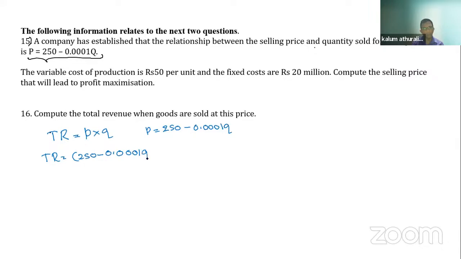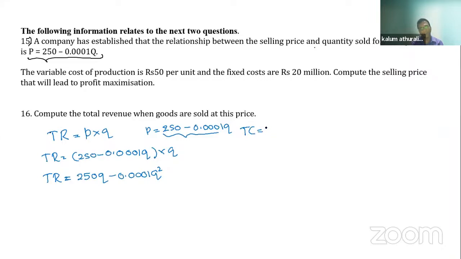P is 250 minus 0.0001 Q. TR equals P into Q. We can substitute P as this. Then TR equals, expanding this expression, 250 times Q, 250 Q, minus 0.0001 Q squared. Q times Q is Q squared. This is TR.